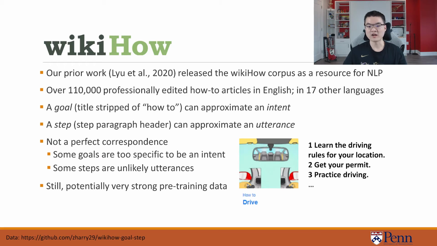or drive a car. You might notice that this is not a perfect correspondence. Namely, there might be some mismatch. For example, some goals are too specific that they are unlikely. Also, some steps are unlikely utterances. However, the approximation still stands, so this learning resource is still very potent as pre-training data for intent detection.